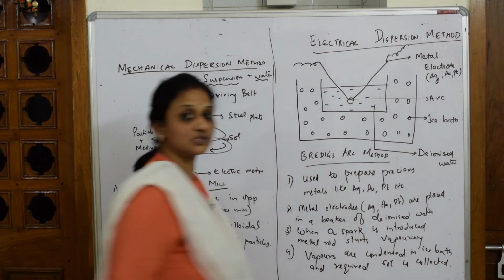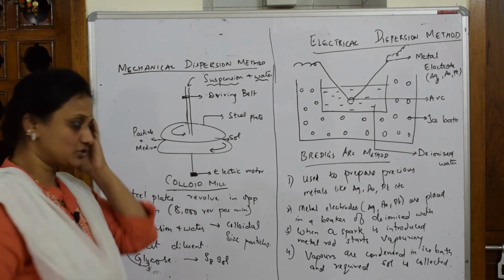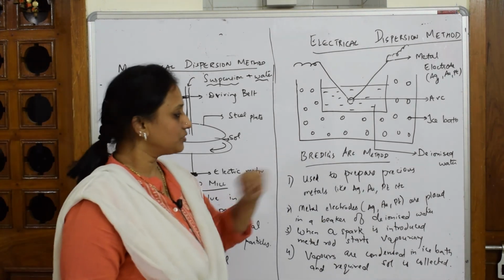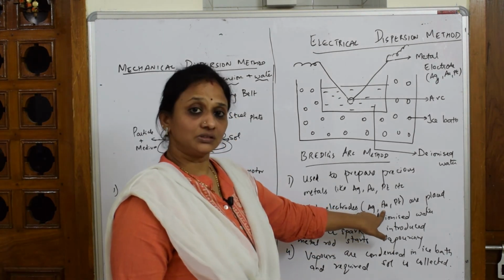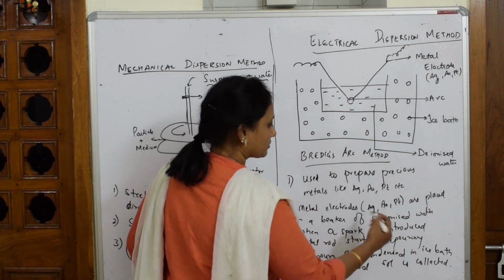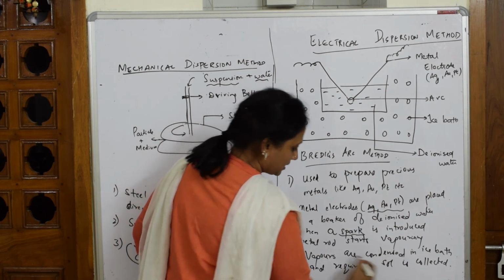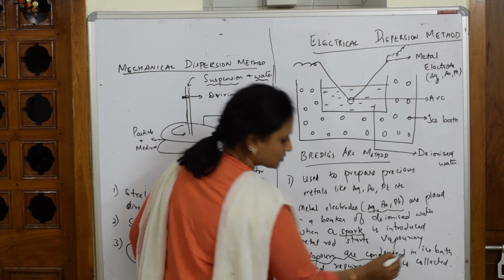This is your process. So please remember, you have to draw just a simple diagram. There's nothing much to remember. For Bredig's arc method, the keywords you should remember are: these are the ions, next would be the spark. Okay, let me underline. These are the metals, this is the spark, and vapors are condensed. This is what you have to write.